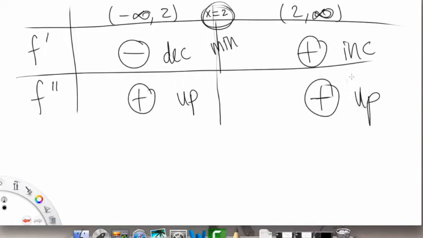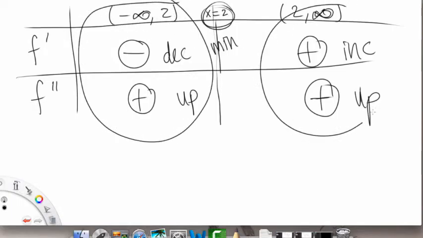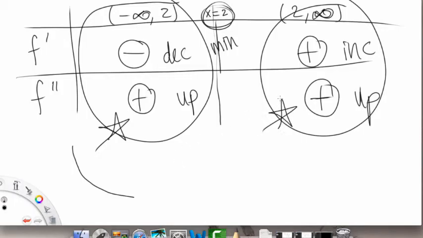Now we look at the columns, the intervals. We look at the columns together and analyze what's going on with f prime and f double prime. Here's where the pieces of the graph come in. For the interval negative infinity to 2, f prime is negative, so that means a decreasing function, but our second derivative is positive, so we're concave up like a cup, something like that, okay? And for the interval over here, we have an increasing function and concave up, so it looks like this.